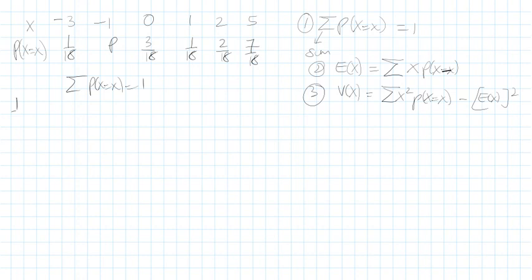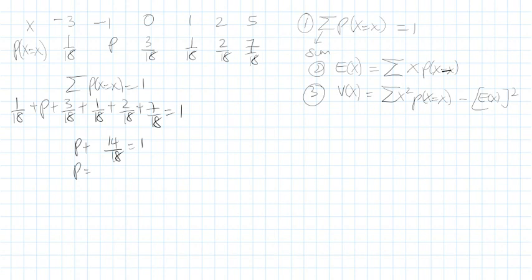So if I add all the probabilities, so 1 over 18 plus p plus 3 over 18 plus 1 over 18 plus 2 over 18 plus 7 over 18, that should give me 1. So if you simplify, you get p plus 14 over 18 equal to 1. So p would be 1 minus 14 over 18. 1 is actually 18 over 18. So 18 over 18 minus 14 over 18, that's 4 over 18, and you can divide by 2, you get 2 over 9. All right, so that's part A.